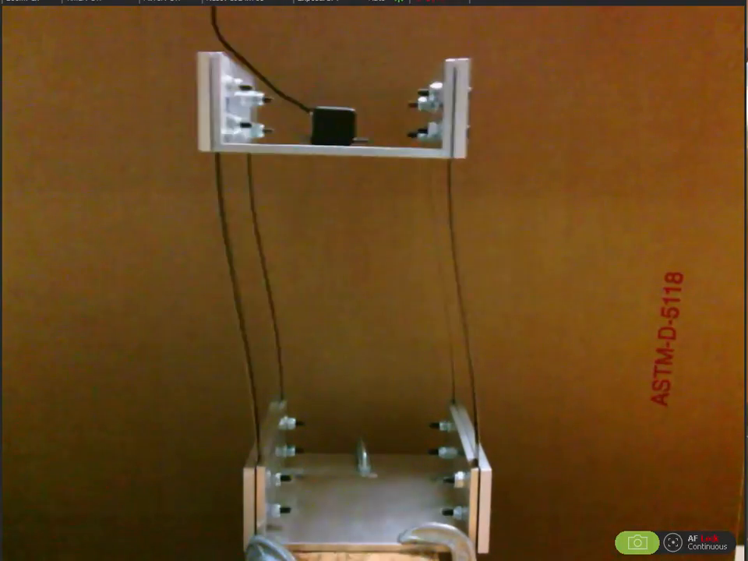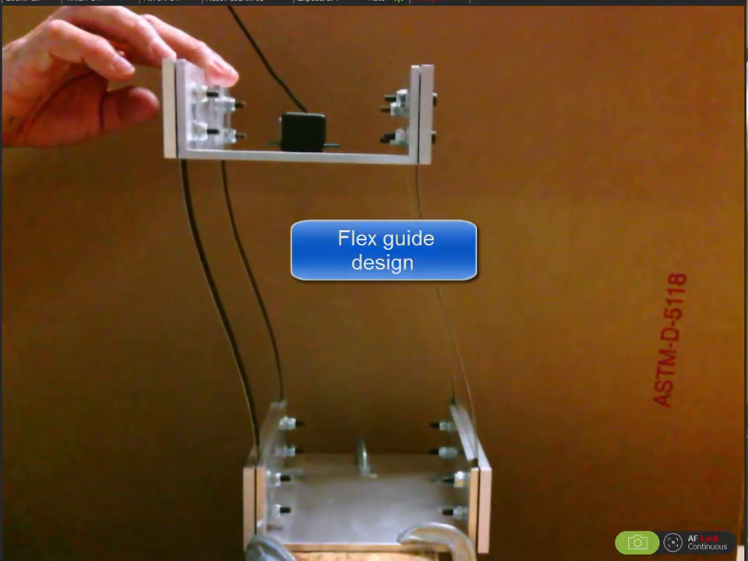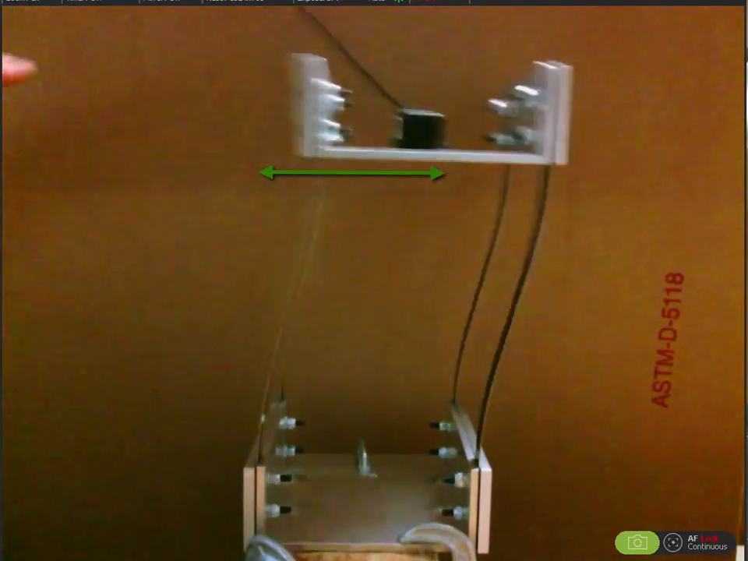We give it an initial condition because the mass is displaced, and we study the unforced response. This lab setup uses a flex guide design, so we get essentially this level lateral motion, as you can see. So we're going to be focusing mostly on unforced response in this lab.